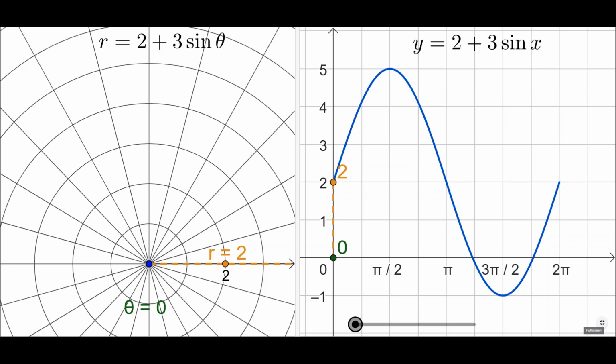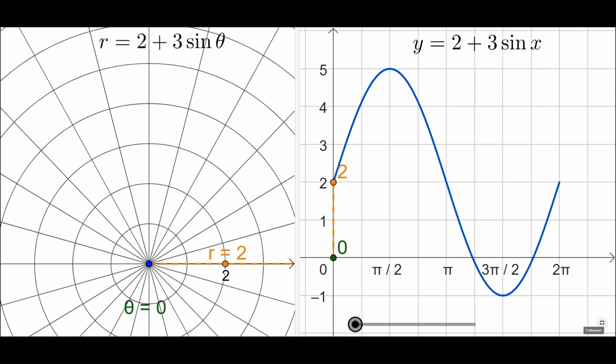If I replace the r with a y and the theta with an x, then instead of r equals 2 plus 3 sine theta, I have y equals 2 plus 3 sine x. So let's start there. What does the graph of y equals 2 plus 3 sine x look like?